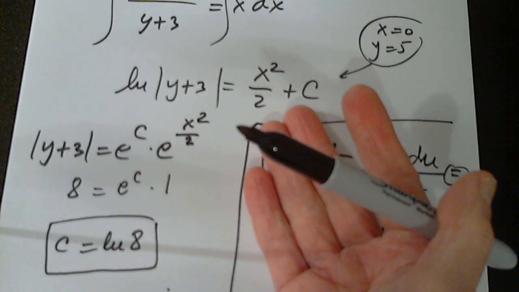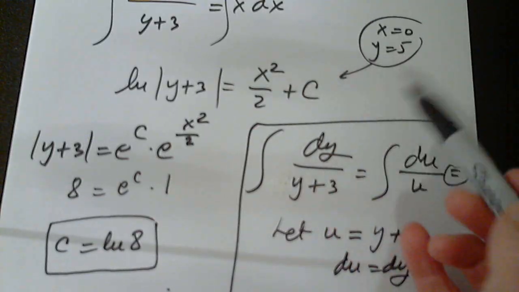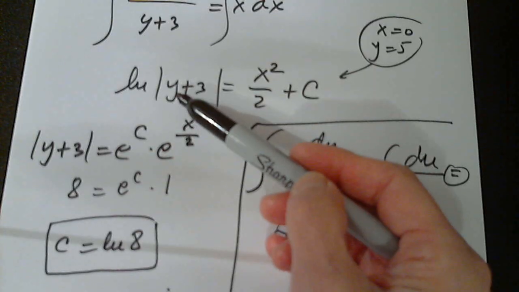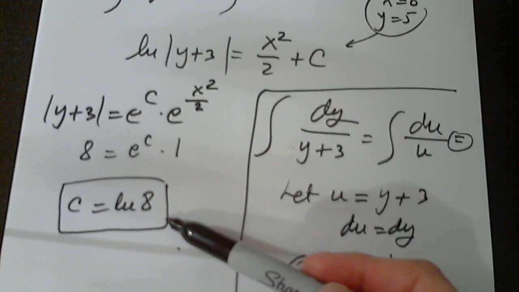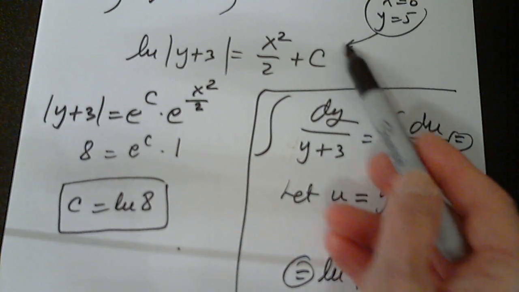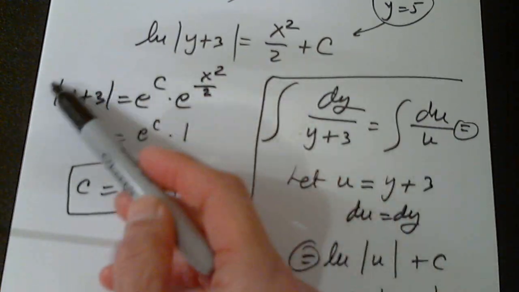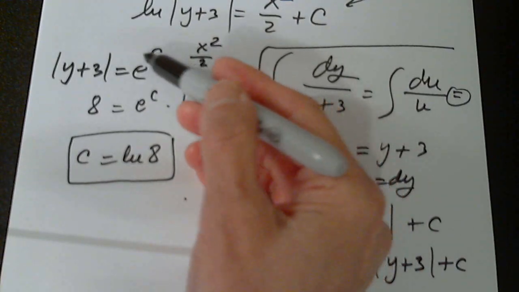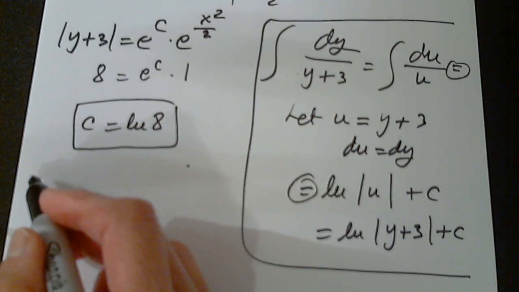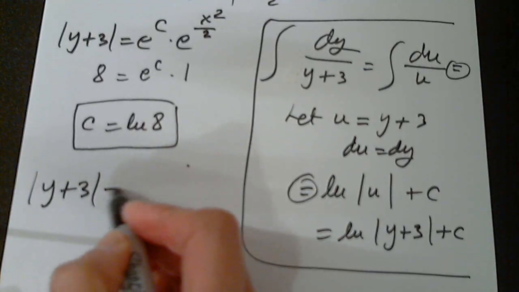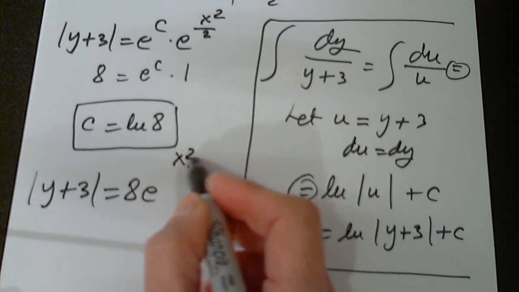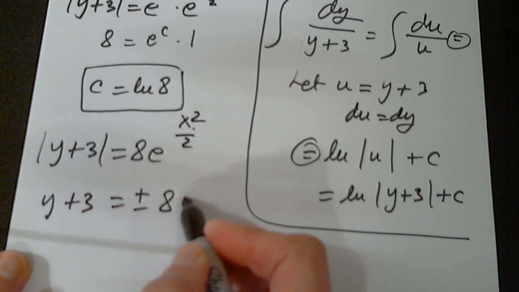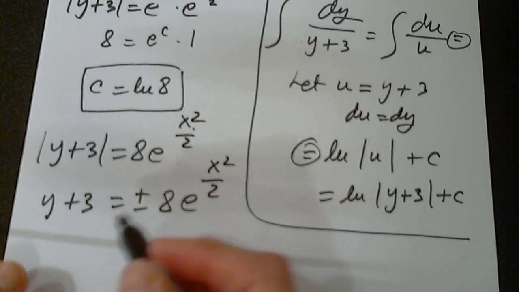If you do it here, it's the same thing. When x is 0 and y plus 3 is 5, 5 plus 3 is 8, natural log 8. Same thing. If you determine the constant in this stage or you determine the constant in this stage, it's the same thing. Still, when I plug it in, I will have just 8 in front. So then the absolute value of y plus 3 equals 8 e to x squared over 2, or y plus 3 equals plus or minus 8 e to x squared over 2.